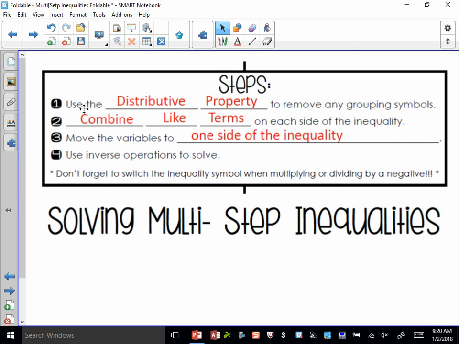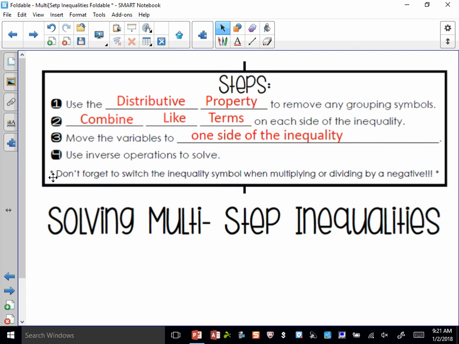So we're going to say you're going to use the distributive property to remove any grouping symbols. You're going to combine the like terms on each side of the inequality. Number 3, move the variables to one side of the inequality, just like if you were solving an equation. And of course, to solve an equation, we always use the inverse operations to solve.